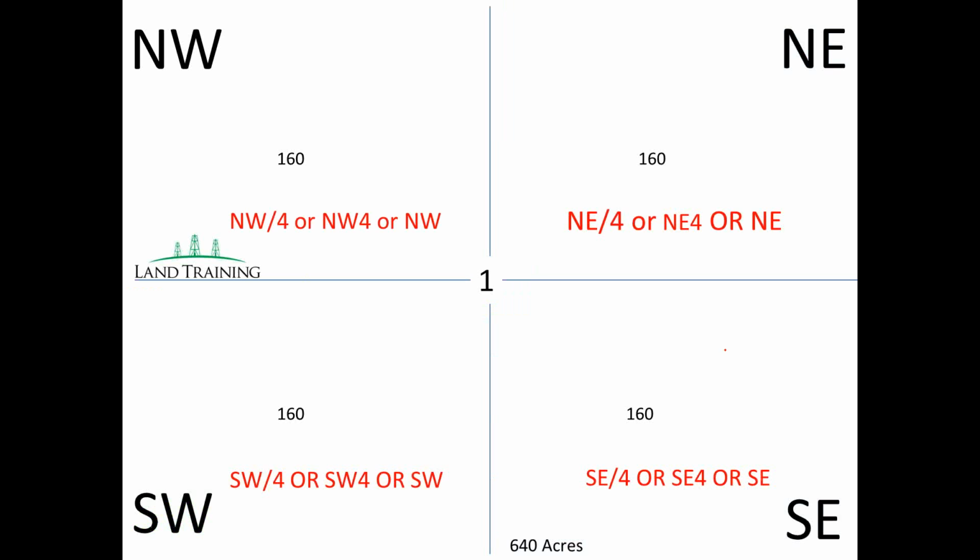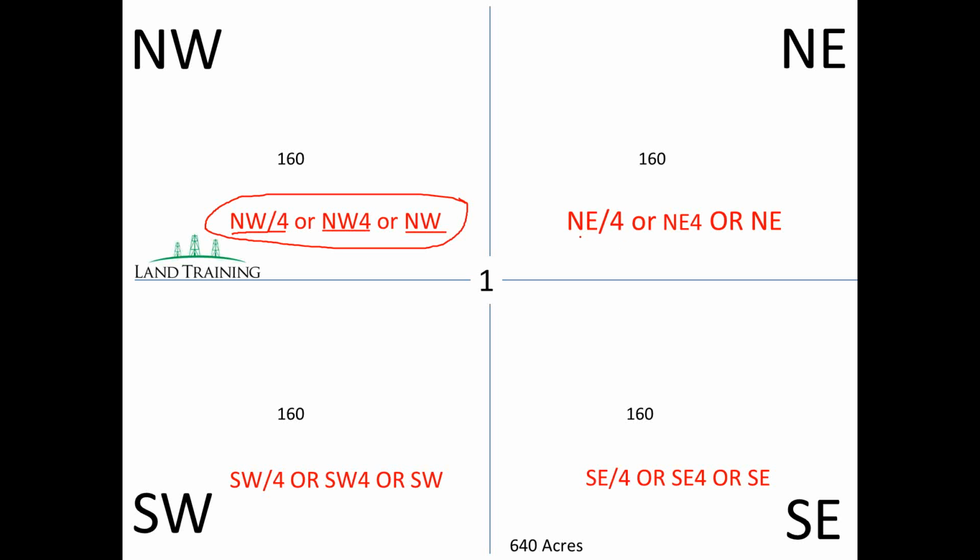So let me show you then how this would be written, and we'll get to the platting part of it. So this could be written either as the northwest quarter with a slash, or it could be written just NW4 with no slash, or it could just be written as NW. All of these are exactly the same thing. They're just using different designations.